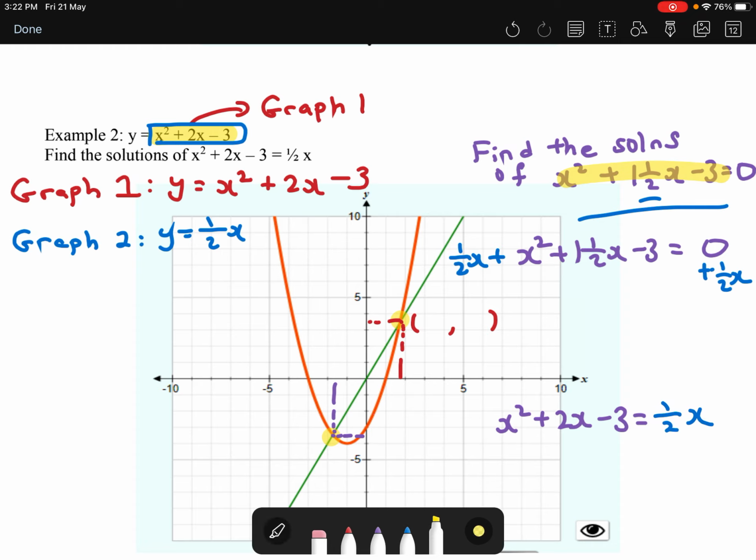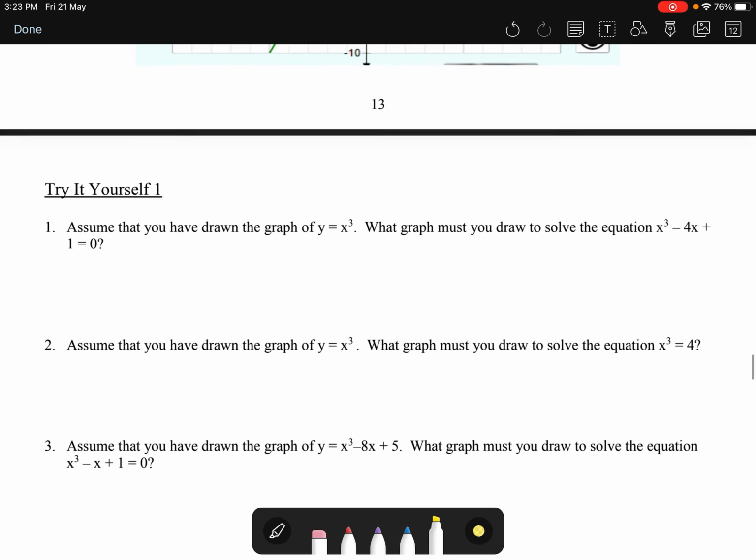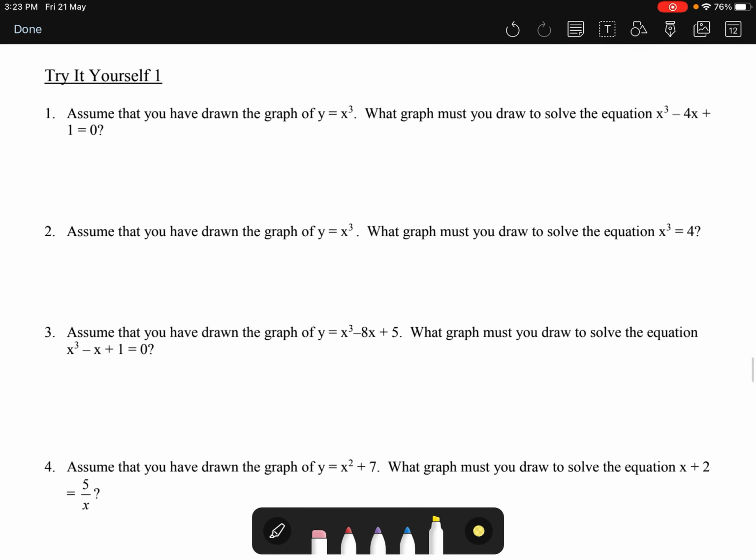Okay, so now we got back our graph number 1. So graph number 2 can be determined by your right hand side. Okay, so this is how you do a graphical solution. So let us go through the try yourself one. Basically there's no need to draw. We just need to determine what is the second graph that we are interested in.